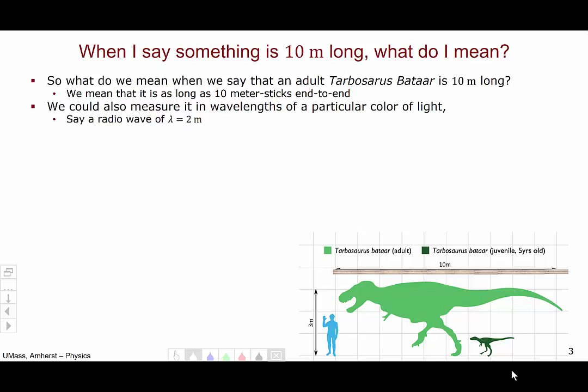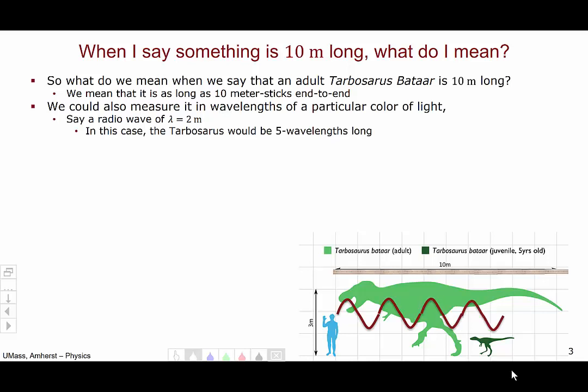So, for example, let's say I had a radio wave with a wavelength of 2 meters. Then the Tarbosaurus would be 5 wavelengths long. 1, 2, 3, 4, 5 on this little picture. Or, to work it out mathematically, we know that the Tarbosaurus is 10 meters long. We know that one wavelength is 2 meters, which means it's 5 wavelengths of 2 meter light.